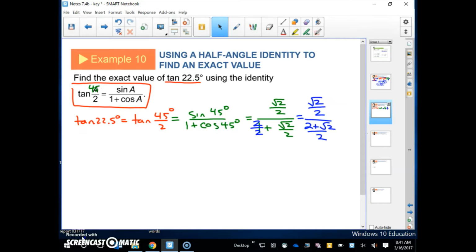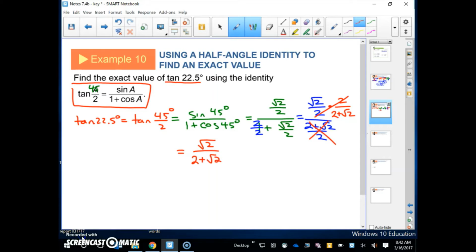Okay? And so anytime we divide fractions, we would multiply by the reciprocal. And you'll notice those 2's cancel out. And that's what's going to happen. So we have square root of 2 over 2 plus square root of 2.